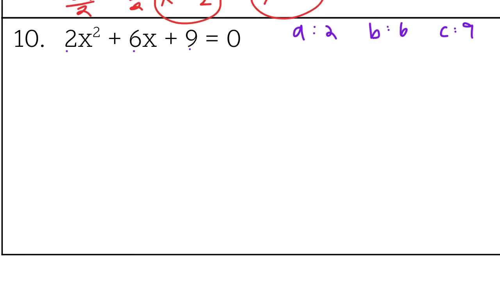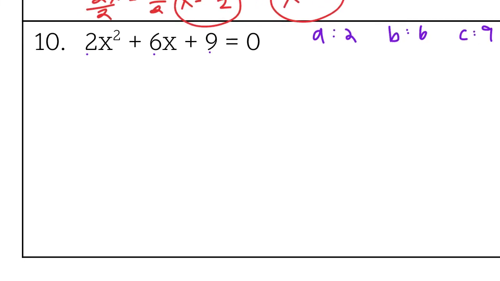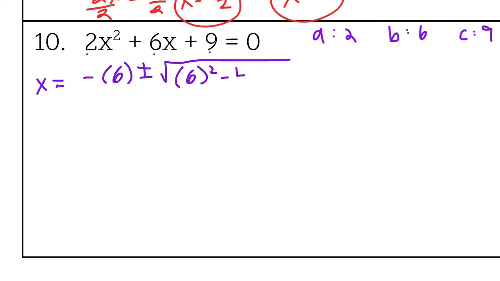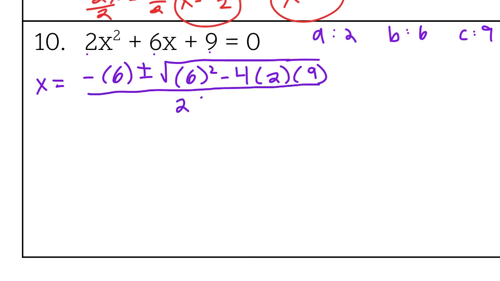So our quadratic formula starts off with x equals negative b, but instead of b, I'm going to put 6, plus or minus the square root of b squared, so 6 squared minus 4ac, so 4 times 2 times 9, all over 2a, so 2 times 2.